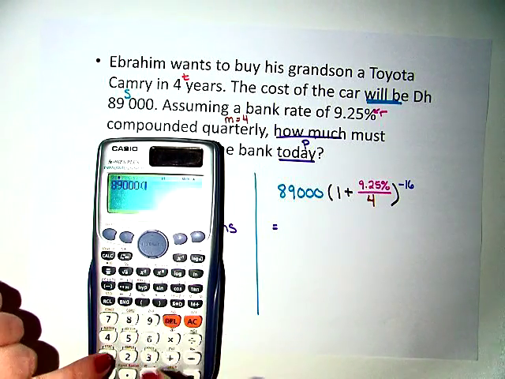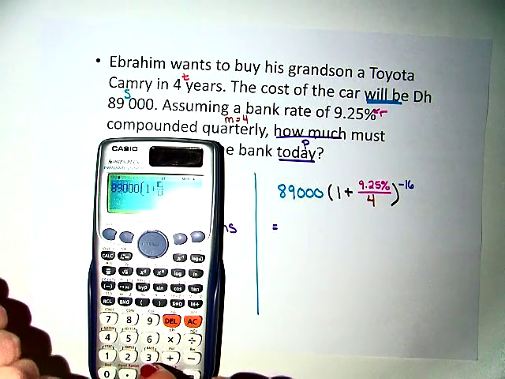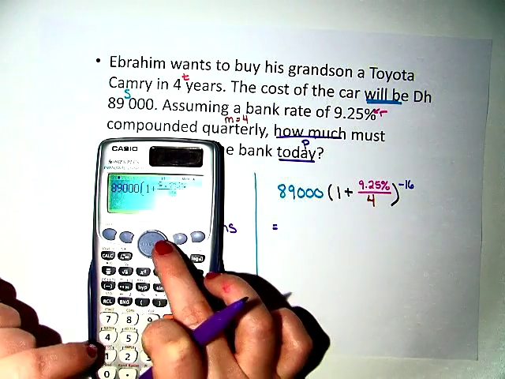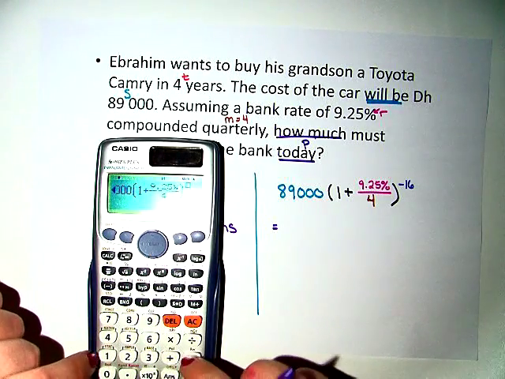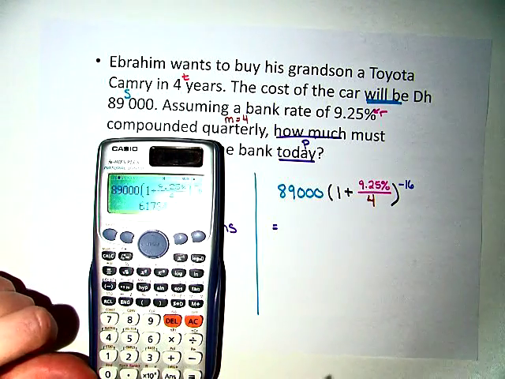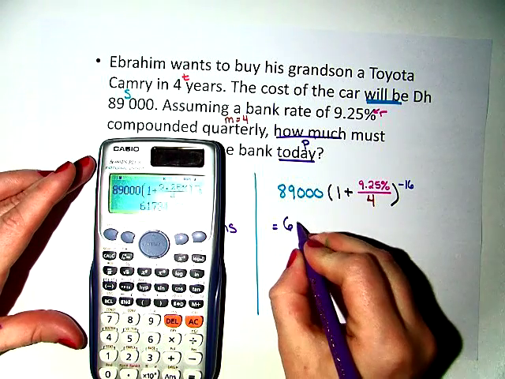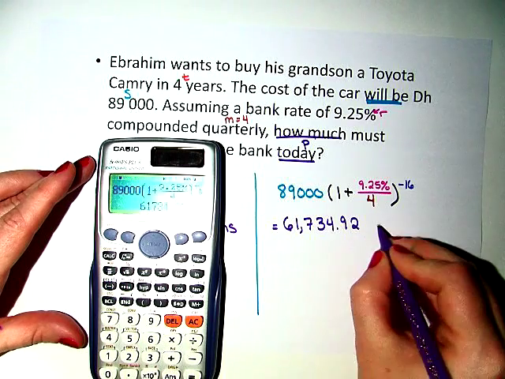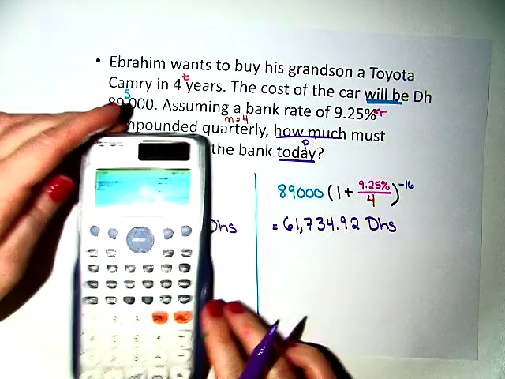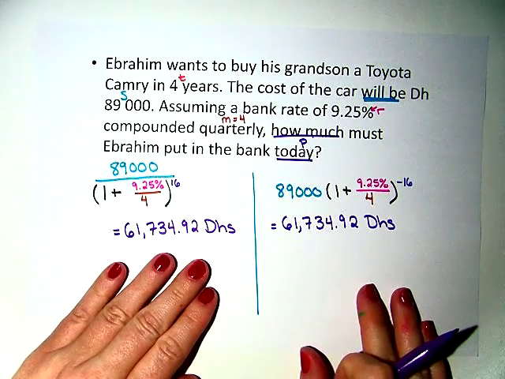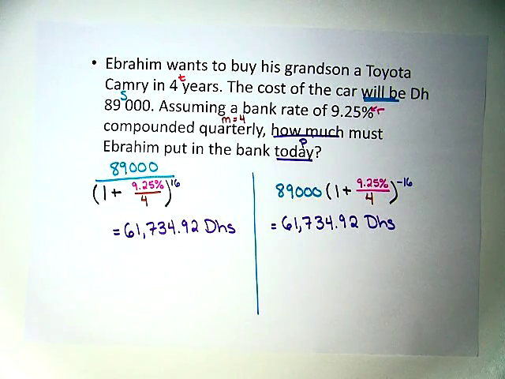89,000 times 1 plus fraction 9.25% over 4, close parentheses, raised to the negative 16. You can also put this negative right here. And we get 61,734.92 dirhams. So either way, we're going to get the exact same answer. The question is, whichever way is easier for you, I want you to try. Play around with it and see what works best for you.